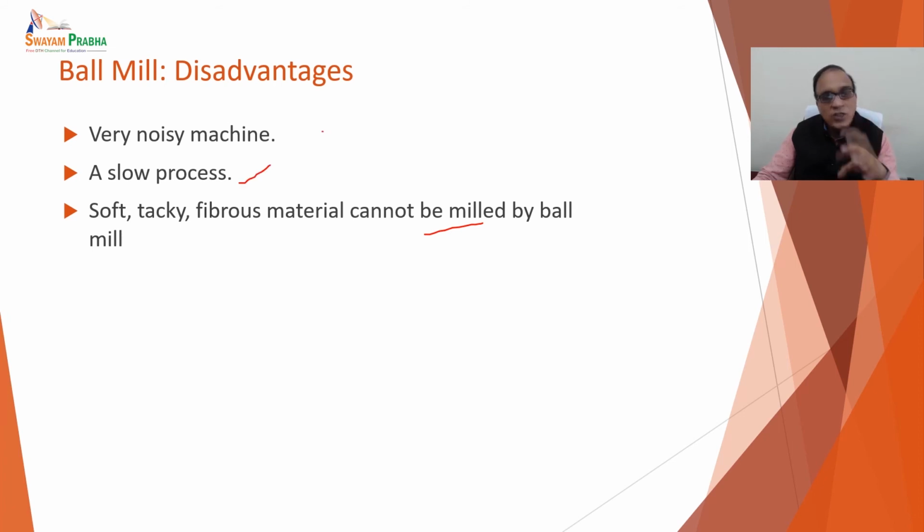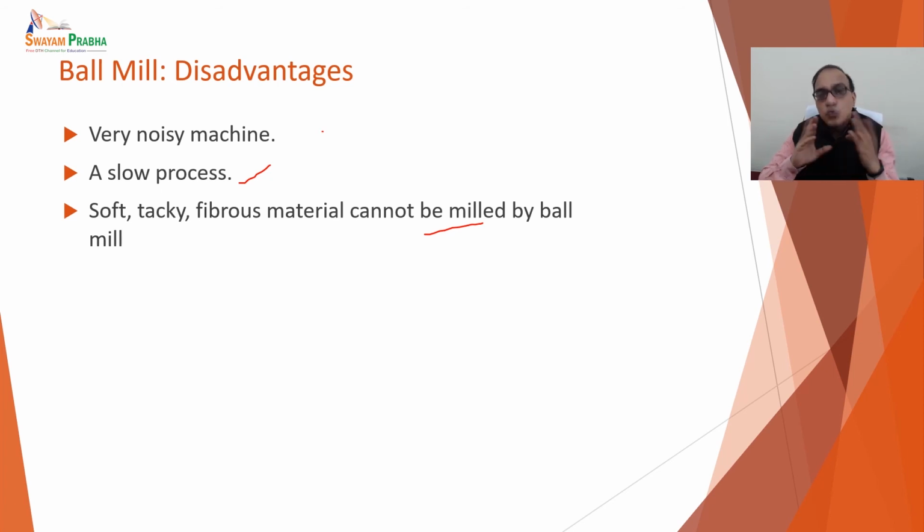Only material that is not too soft can be milled, because the impact should be able to bring about the change. If you put very hard material in the ball mill, it won't get the force needed to reduce the size with the help of impact or attrition. The material should be capable of being broken with the help of that impact and attrition.